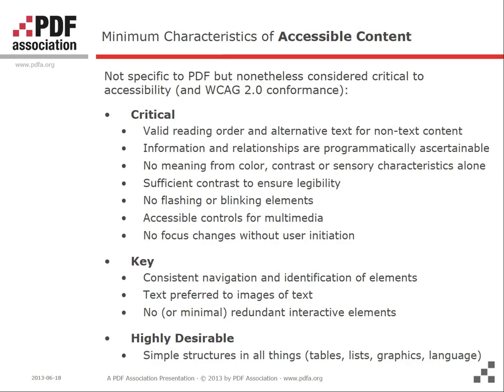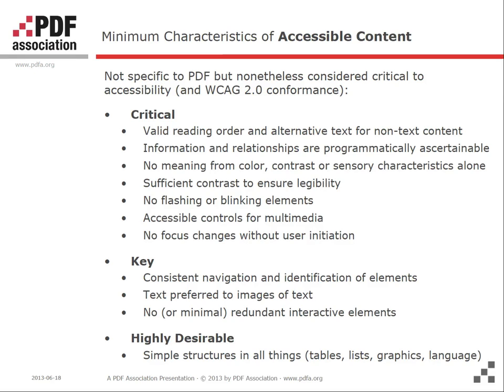Let's move on here. So, minimum characteristics of accessible content. I'll run through this quickly and get to a few examples of how these sorts of things can be addressed. These features are not specific to PDF, but are nonetheless considered critical to accessibility and WCAG 2.0 conformance, in addition to PDF/UA conformance.